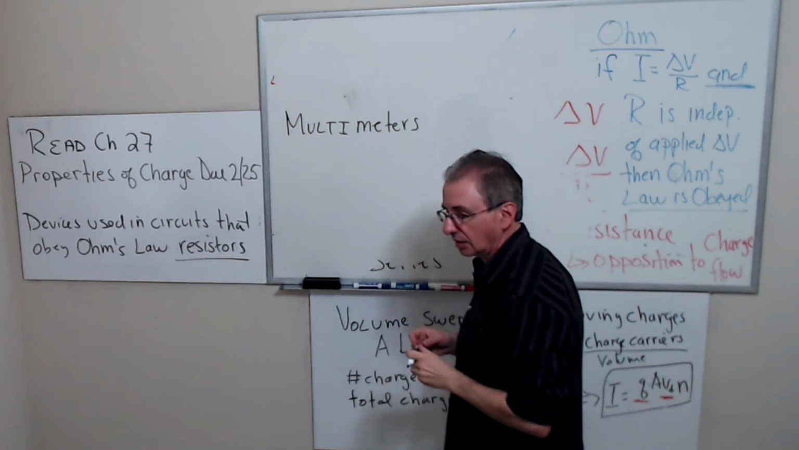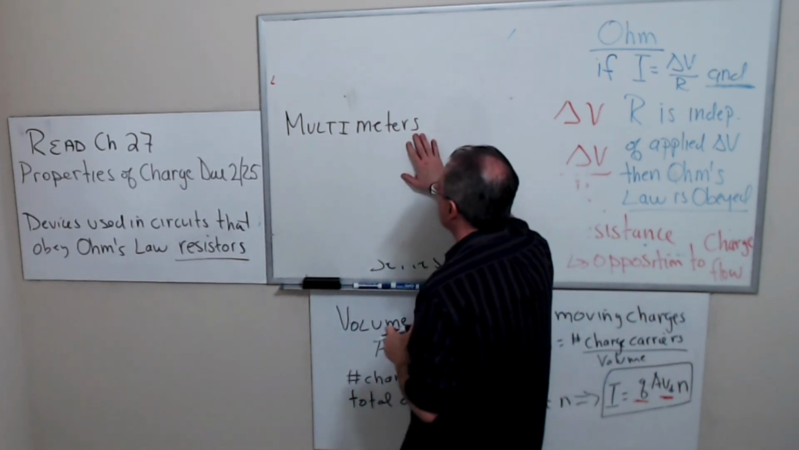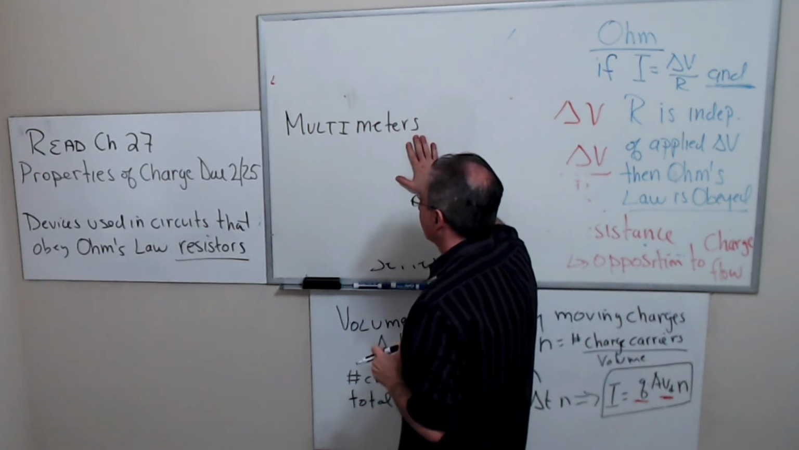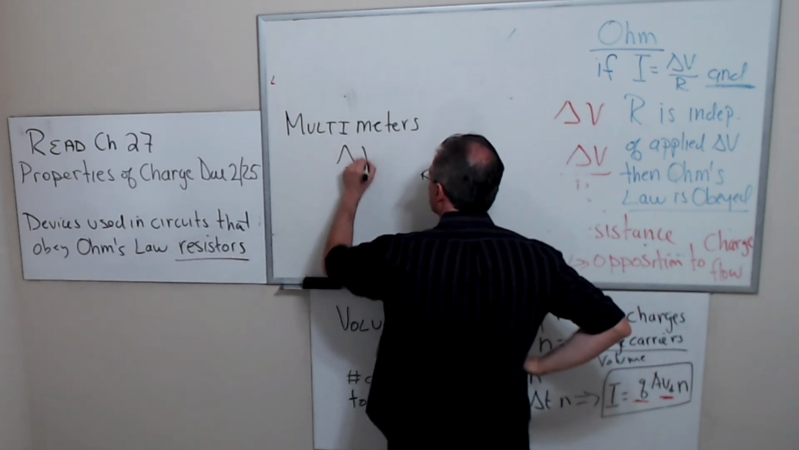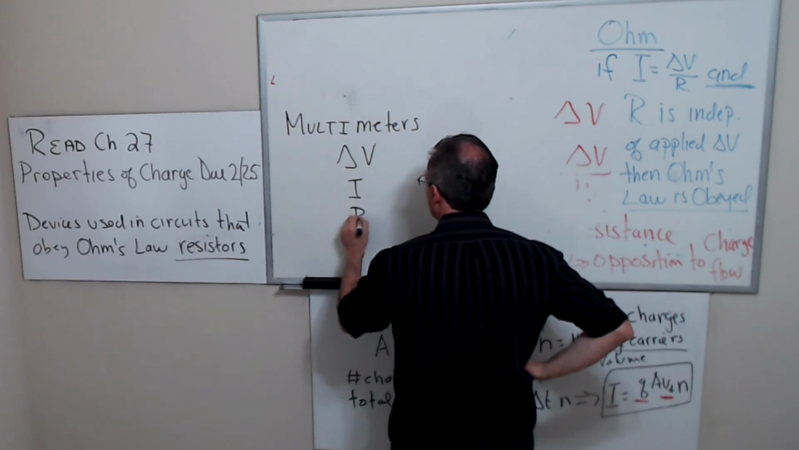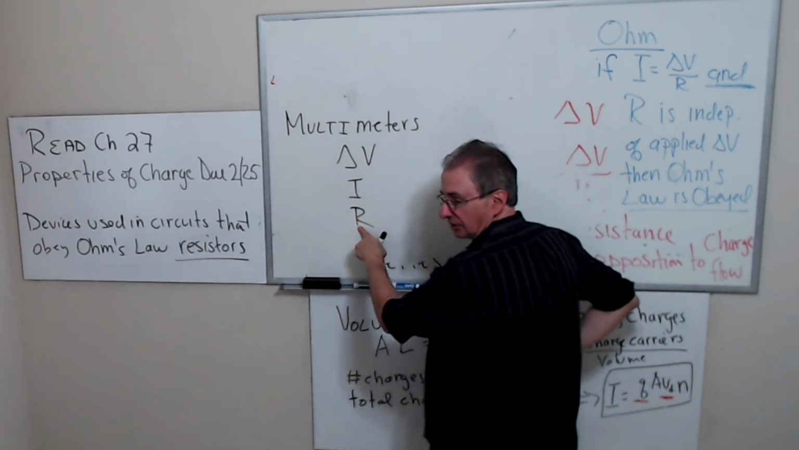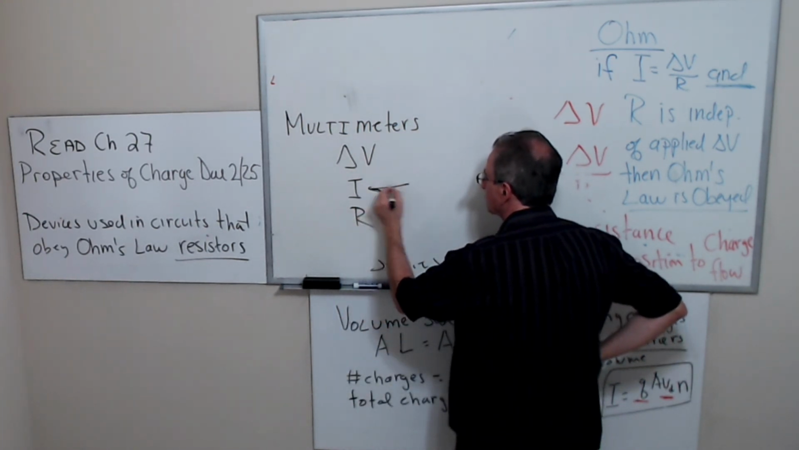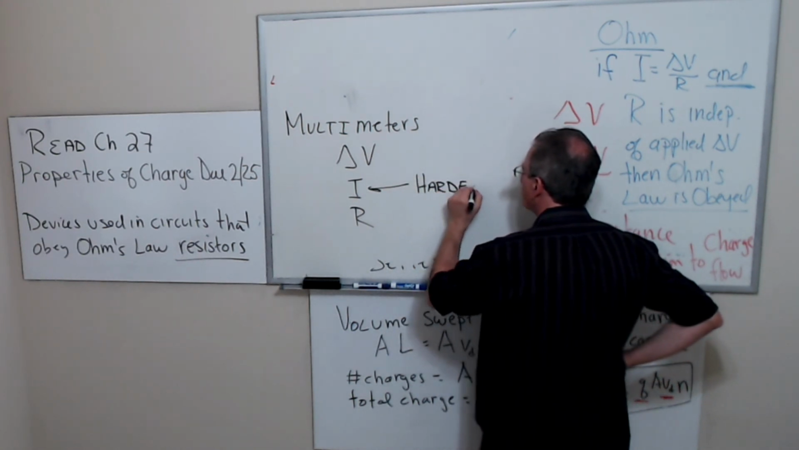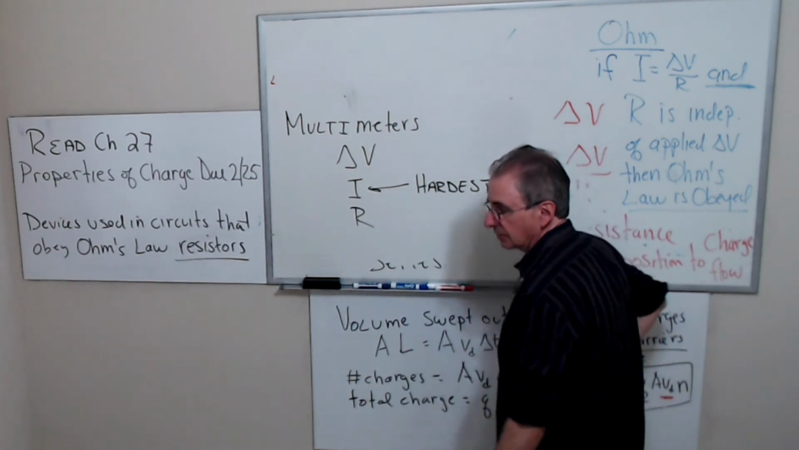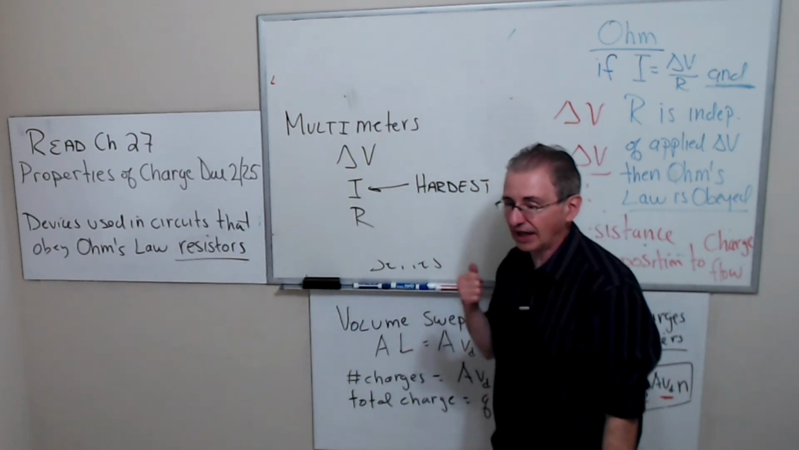Okay? They're called multimeters. And you have to demonstrate to me that you know how to measure delta V, I, and R. This is the easiest thing to measure. This is the hardest. Why is it so important for you to be able to make these measurements? Why am I making you do this lab?